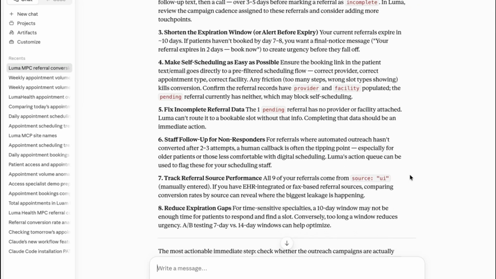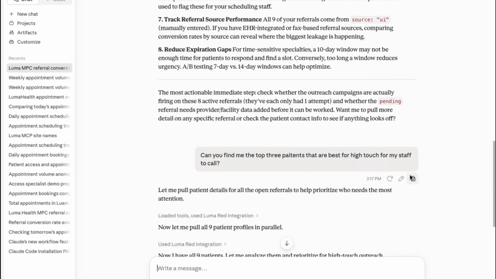But as someone who wants to be aggressive about filling the appointments and getting in the referrals now, I asked the question, hey, what can I do now? What can I do without having to adjust these settings yet, to be able to really drive conversion? So I said, at the end of the day, as a referral coordinator, I have some staff available that can actually make a high-touch call to these patients.